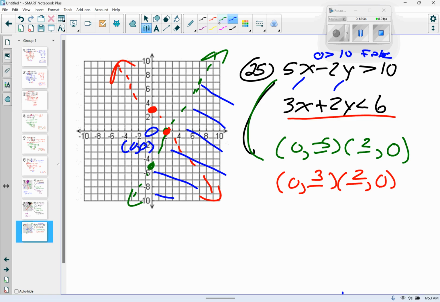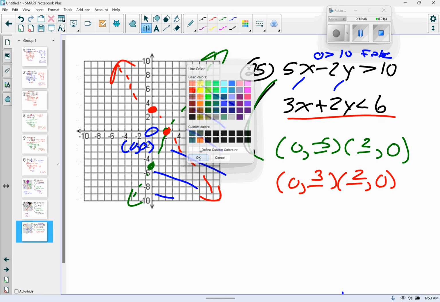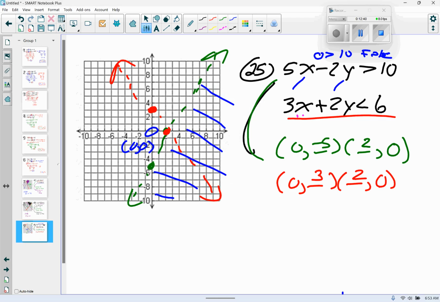And then we'll do this one in a nice pink. If I plug 0, 0 in here, I'm going to get 0 is less than 6. That is true. So on my red line, I'm going to shade the side of the red line that 0, 0 is on. So I'm going to shade over here. You see the crisscross? That crisscross is our shadable region.